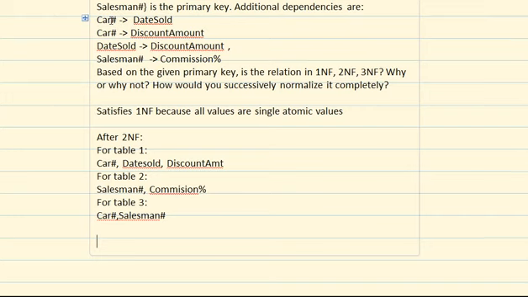Now as you can see, car number determines date sold and date sold determines discount amount. This is a transitive dependency because A determines B and B determines C. So this is not in 3NF. Why? Because if date sold was a candidate key, a prime attribute, then we wouldn't need to separate them out. This table would have been enough to satisfy our needs.